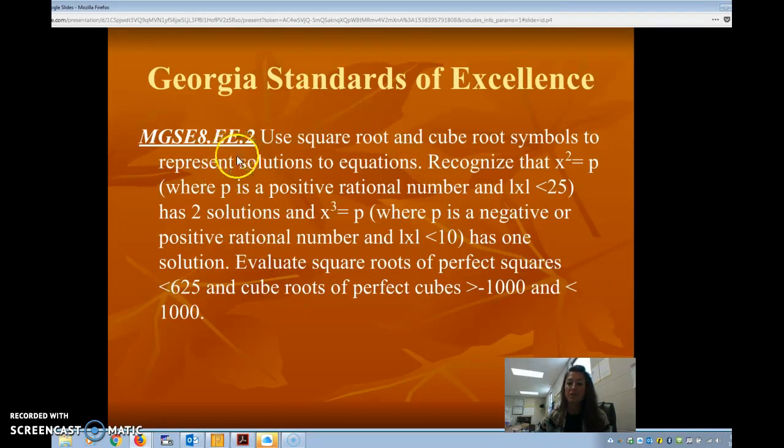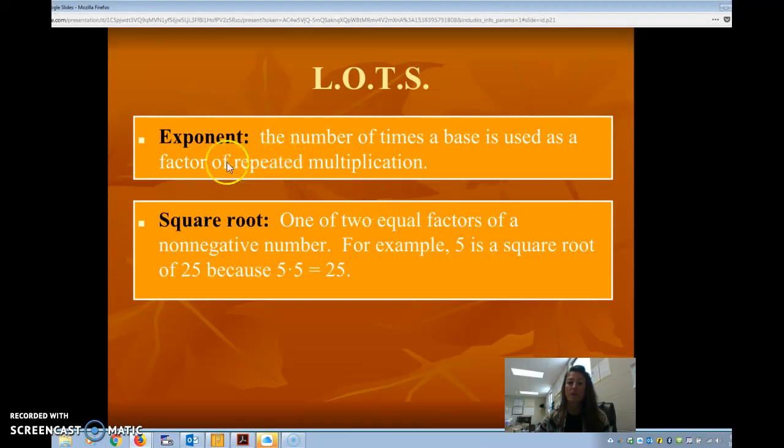Your standard is changed. You're looking at EE2. Use square root and cube root symbols. You're not doing cube root yet. You're just looking at square root. And we're actually going to go perfect squares from 1 to 25. So you're actually going to square those today. Remember what an exponent is. It's the number that actually tells you how many times to multiply the base. Square root is what you're looking at today. One of two equal factors. So if I have 25, the square root is 5 because 5 times 5 is 25.